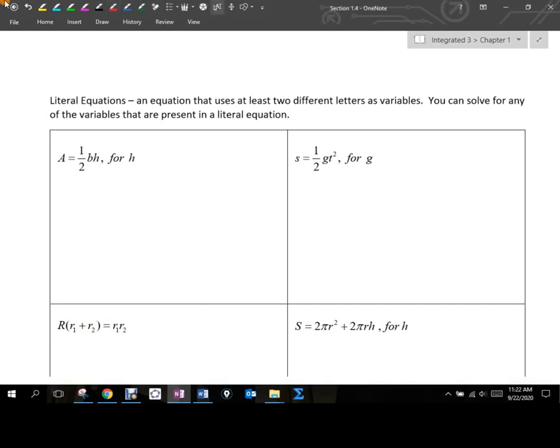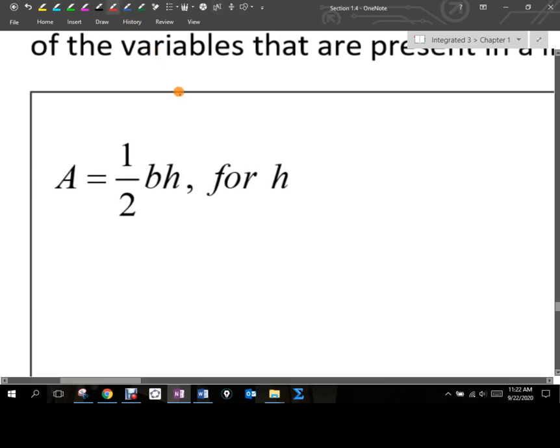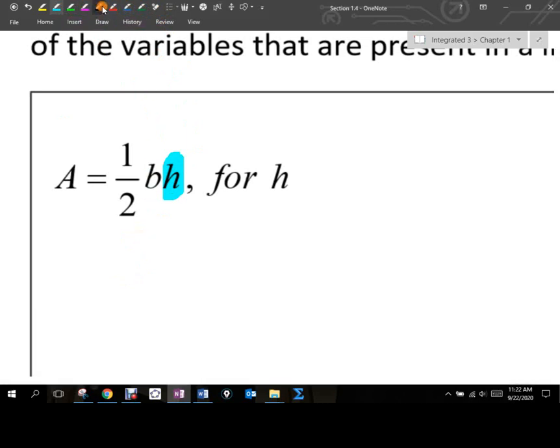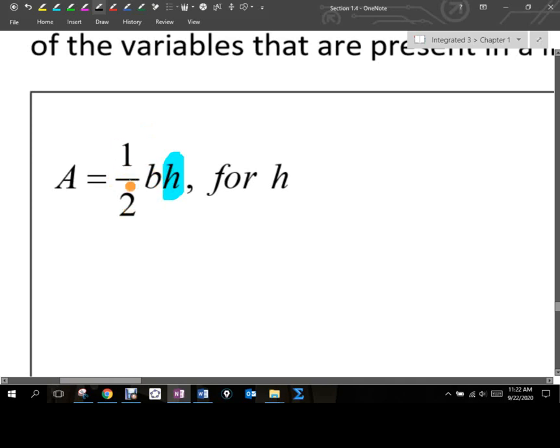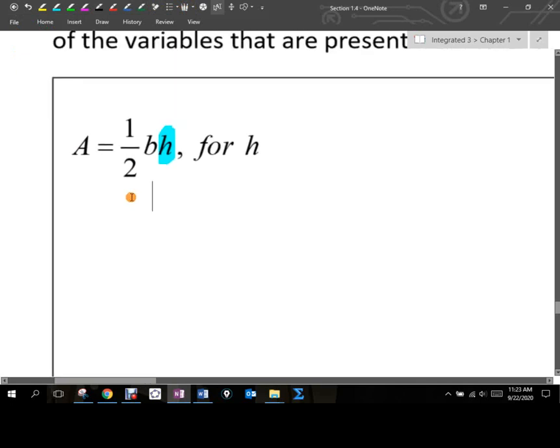But what we want to do with literal equations is isolate a particular variable. In this first one, we want to isolate h. We want to solve for h. So what we need to do is get everything else away from it. The way to think about this is how are 1/2 and b stuck to h, and then how do we unstick them? Does that make sense? How are 1/2 and b stuck to h? What operation? Multiplication. How do we undo multiplication? Division.